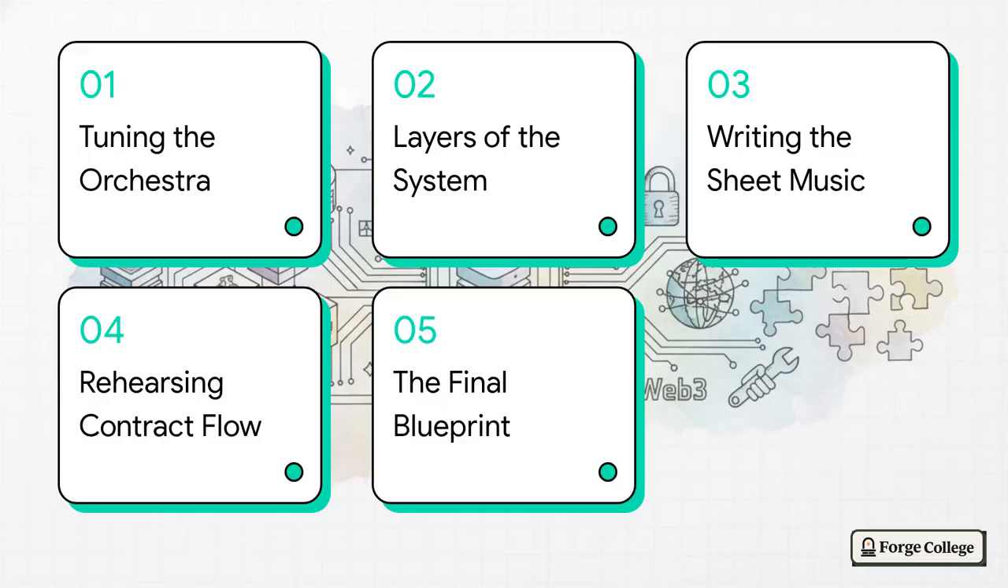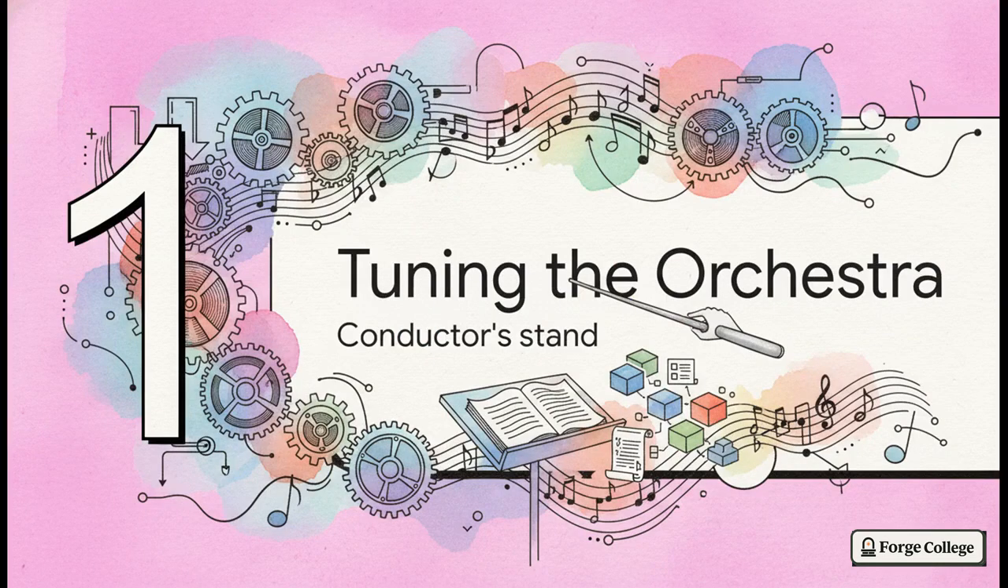So here are our literal program notes for the show today. We're going to start by tuning the mechanical orchestra, then we'll look at the layers of the system, writing the sheet music, rehearsing the contract flow, and finally putting together the final blueprint. It's going to be a great one. Okay, let's dive right into this.